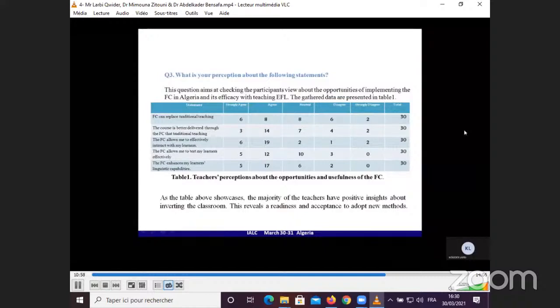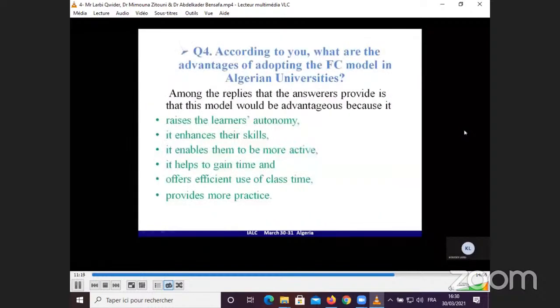As shown in this table, the majority agree that the flipped classroom can replace traditional teaching. Also, they agree that the courses are better delivered through the flipped classroom. Also, the flipped classroom allows teachers to effectively interact with learners and to test them. Also, the flipped classroom is useful to enhance learners' linguistic capabilities. Finally, the respondents see that adopting the flipped classroom has advantages and disadvantages.